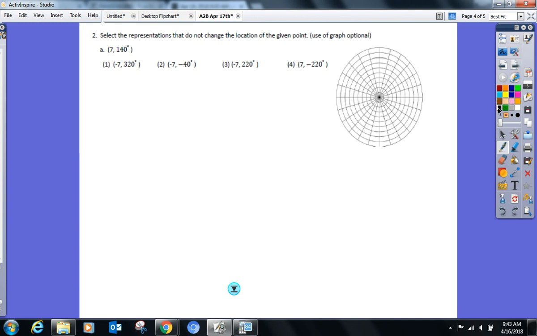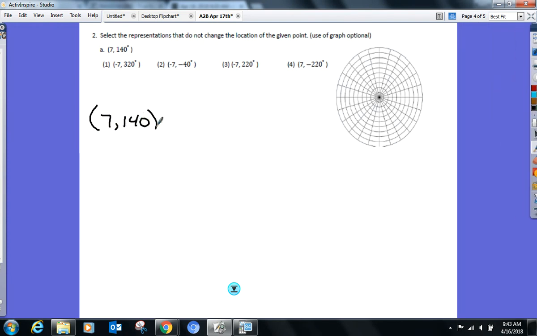So let's go through what we just did. Everyone ready? So 7, 140 will be the same as, if I keep the R value the same, what do I add or subtract to 140 then? If I go all the way around, 360. So what I want to do is find what 140 plus 360 is, what 140 minus 360 is. What points are the same as 7, 140 if I go all the way around clockwise or counterclockwise?